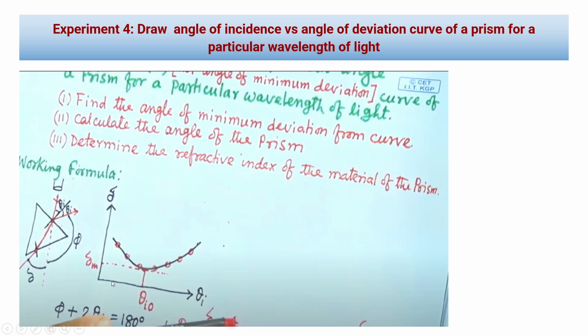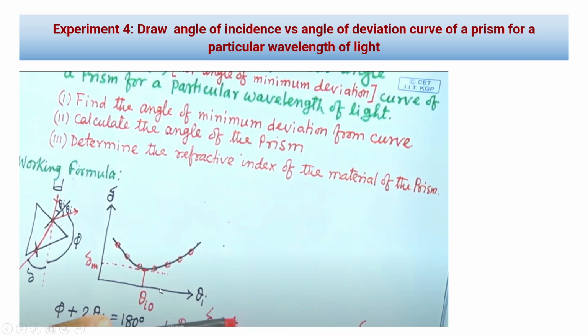As I said, even if I increase or decrease the incidence angle beyond or below this particular point, the deviation will always increase. As you can see, this is the particular incidence angle at which, on the y-axis, we get the minimum deviation.